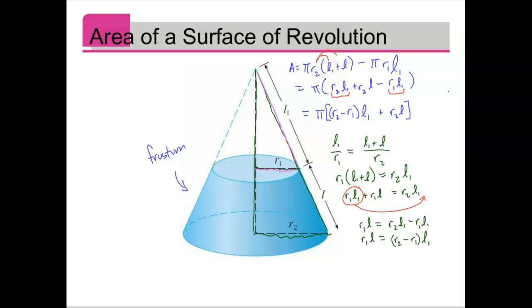Because if we look back up at my blue equation, the last line of my blue equation, I have that R2 minus R1 times the quantity times L1 here, right? So now I know I can replace that with R1 L. So I'm left with pi times R1 L plus R2 L.